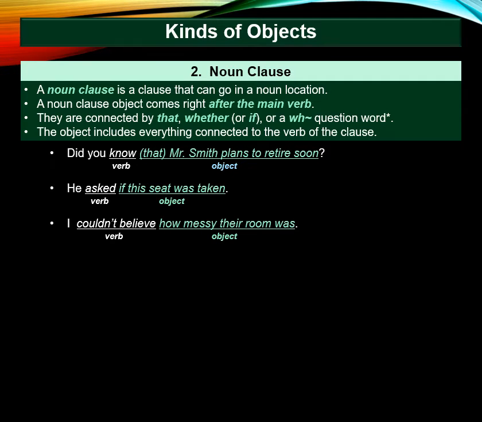I couldn't believe how messy their room was. Okay, the WH question word comes first. Notice that was is the end of the sentence. This is tricky for a lot of students.